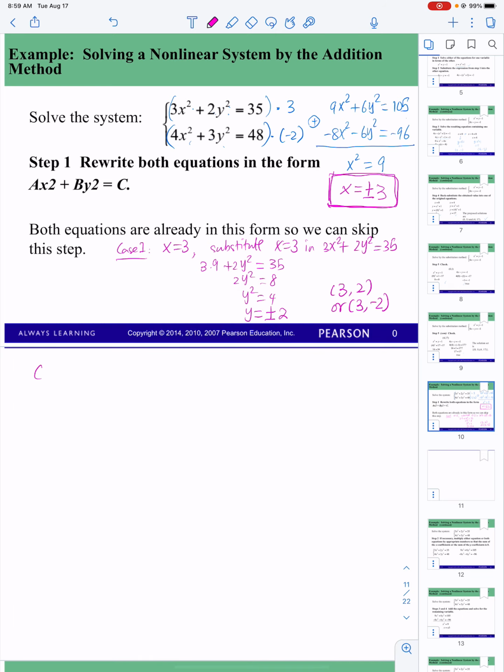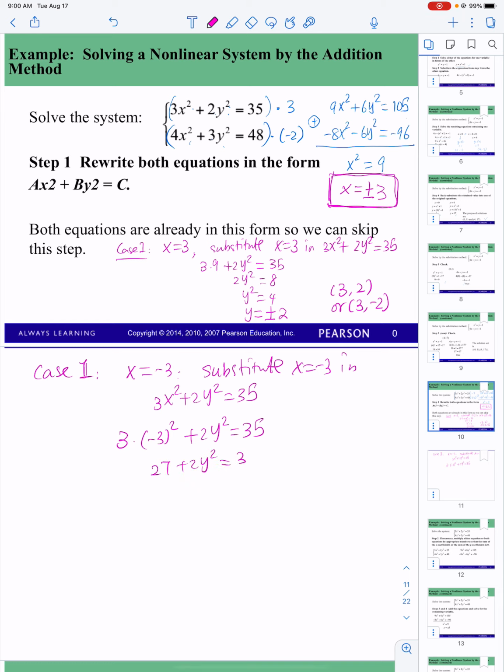Okay, so what will you do for case 2? When x equals negative 3. Then what will you do? Substitute x equal to negative 3 into 3x squared plus 2y squared equal to 35. So 3 times negative 3 squared plus 2y squared equal to what? 35. Are you with me? So this is still 9, so you have 27 plus 2y squared equal to 35. Okay, so you have 2y squared equal to 8, y squared equal to what? 4, y equal to plus or minus 2 again.